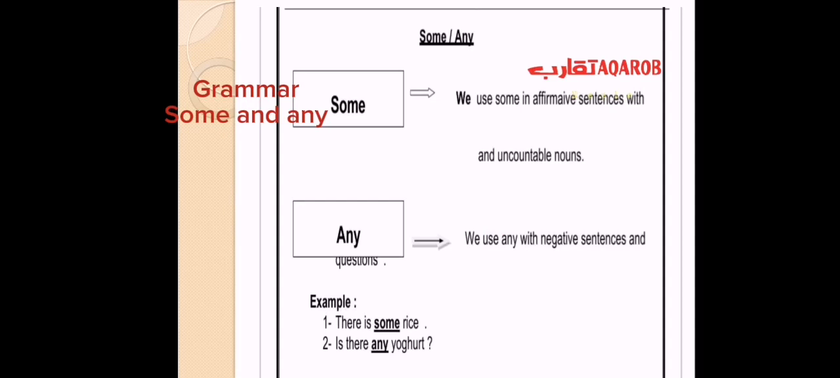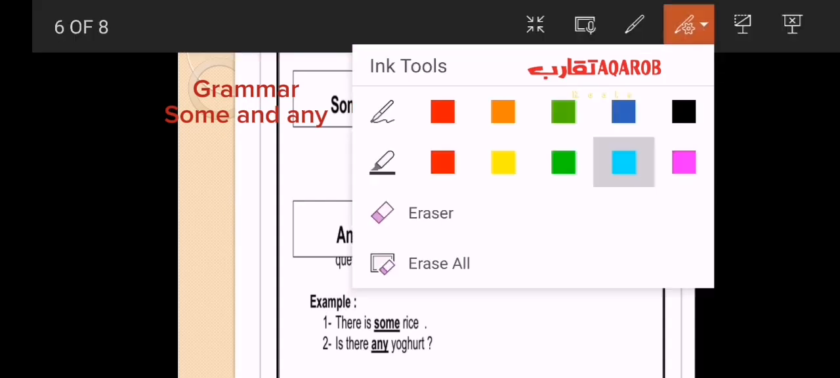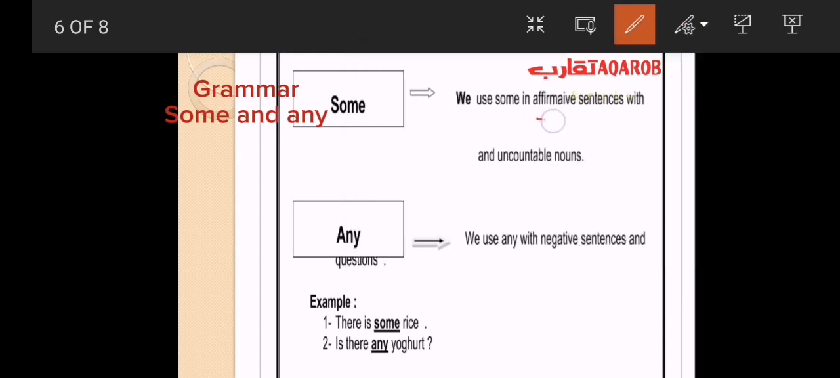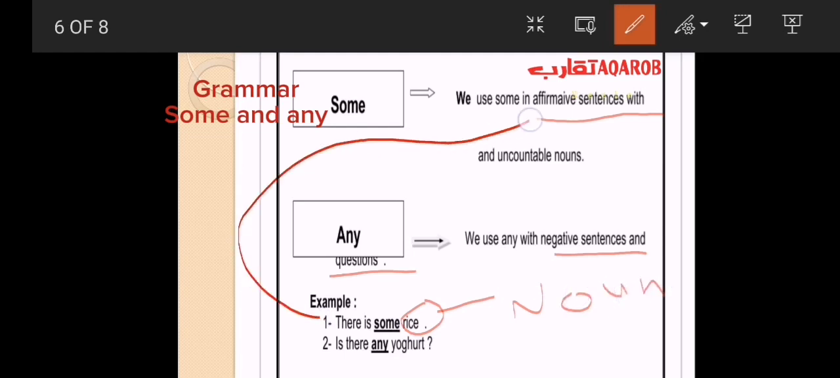Again, some we use in affirmative sentences, but any we use with negative sentences and questions. Now look at these examples. There is some rice. Where is the noun? Rice. Why do we use some here? Because this sentence is an affirmative. Good job. Is there any yogurt? Why do we use any here? Because this is a question. So in a question we use any.